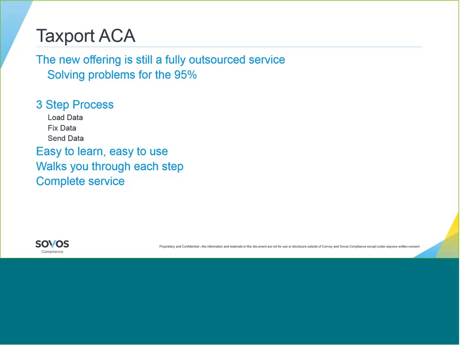So when it comes to the solution that we've got with TaxPort ACA, this offering that we have is a fully outsourced service, and it solves problems for about 95% of the corporations out there. It's really a very straightforward three-step process in which we're going to be able to provide you access to load your data, be able to pull the information straight in, then be able to fix your data, in which there's going to be some capabilities around identifying errors or validating that all the information is filled in correctly, and then ultimately sending the data both in a print format to our secure printers to then be able to get the forms to your employees, as well as sending data to the IRS at the appropriate time in March.